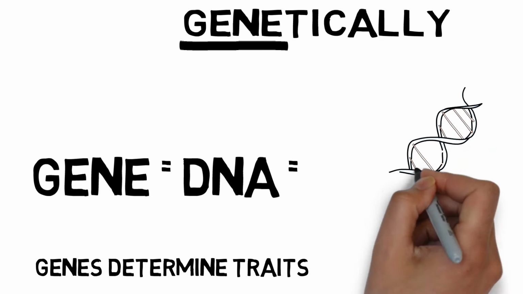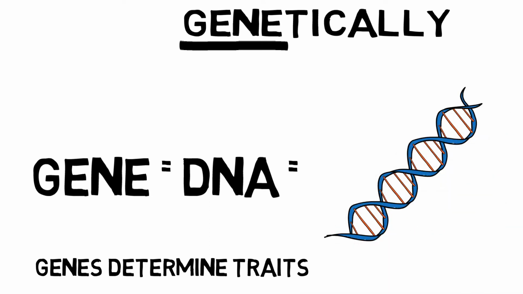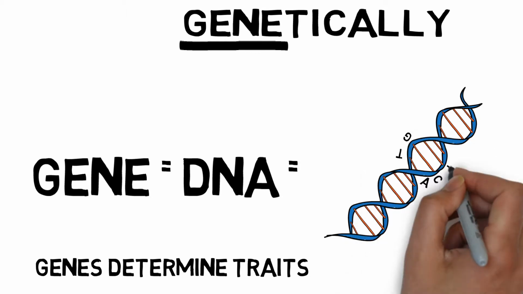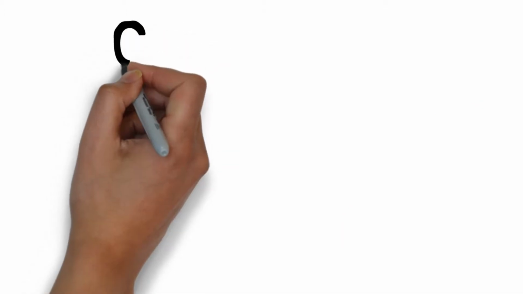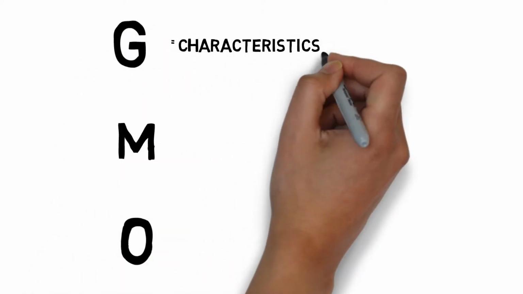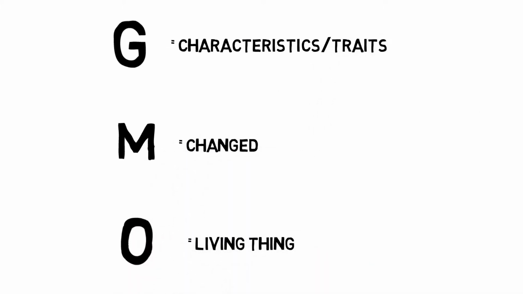But what is DNA? DNA is basically information contained in strings of code made of four letters, A's, C's, T's, and G's, with each letter corresponding to a different chemical building block. Now, we know that a GMO is an organism with changed DNA or genetic characteristics from their wild relatives.